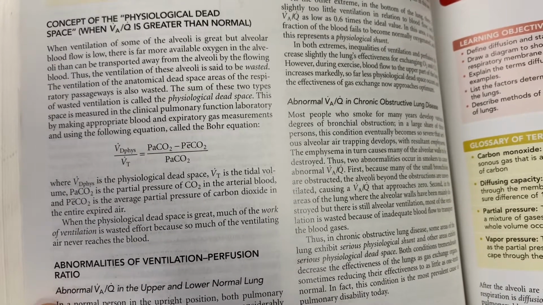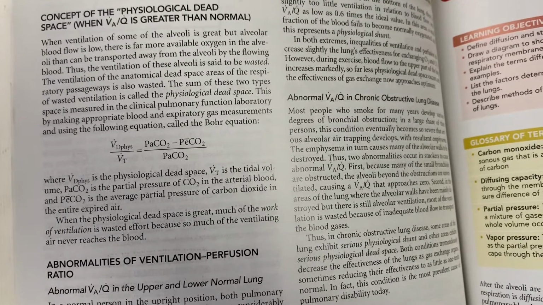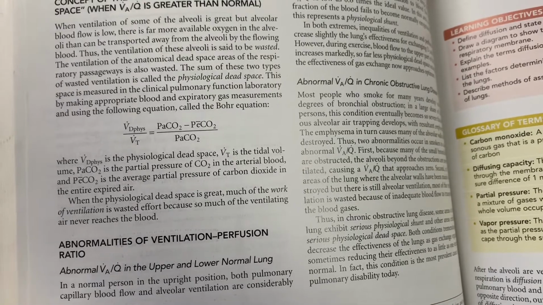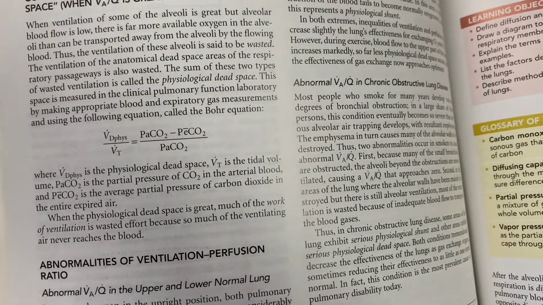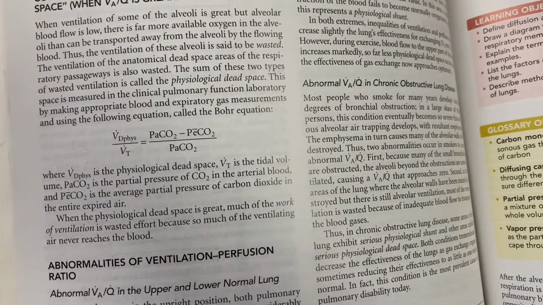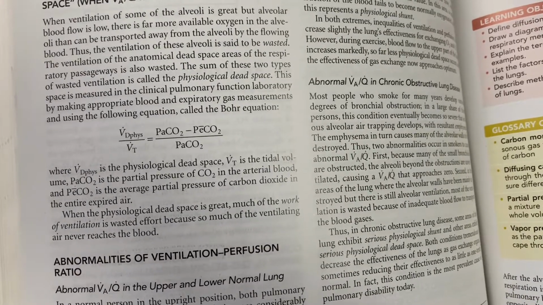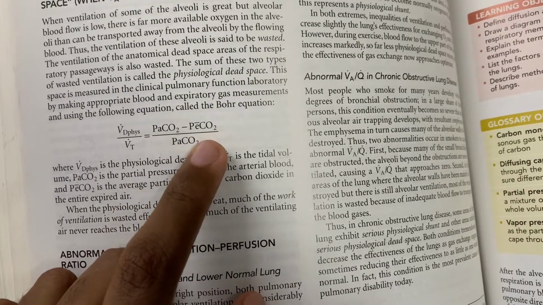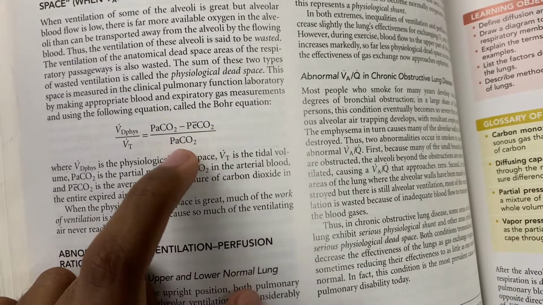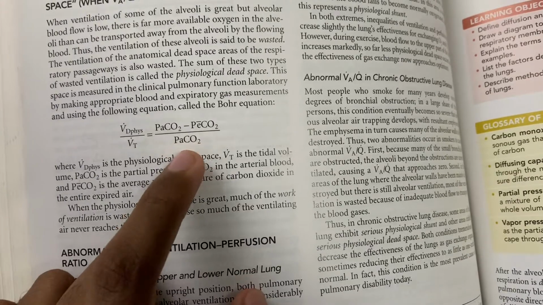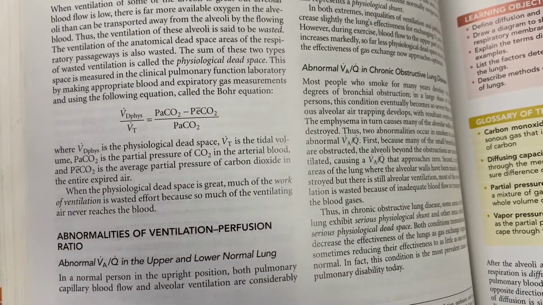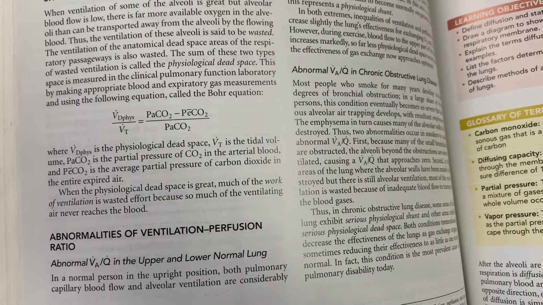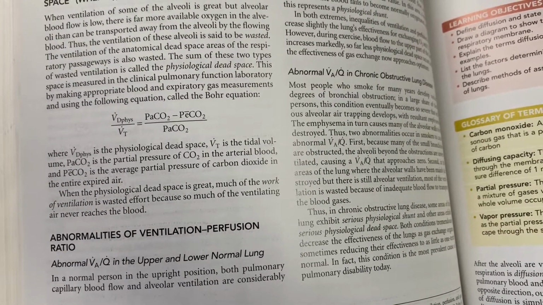This space is measured in the clinical pulmonary function laboratory by making appropriate blood and expiratory gas measurements by using the following equation called the Bohr equation, which says that the physiological dead space is equal to the tidal volume times the partial pressure of CO2 in the arterial blood minus the expired partial pressure of CO2, divided by the partial pressure of CO2 in the arterial blood. Okay. So when the physiological dead space is great, much of the work of ventilation is wasted effort because so much of the ventilating air never reaches the blood.